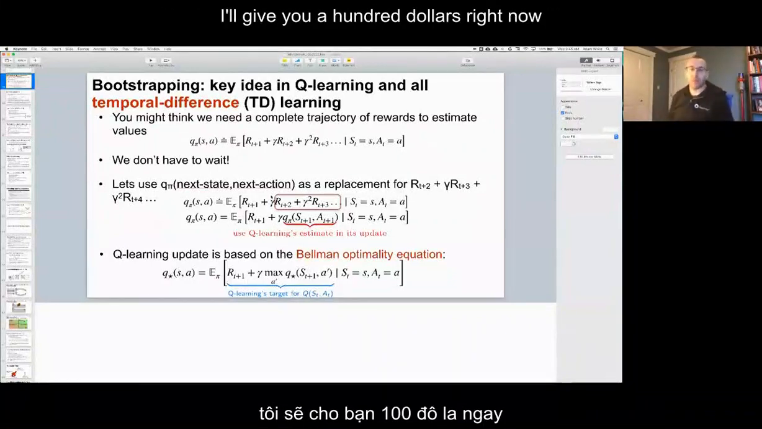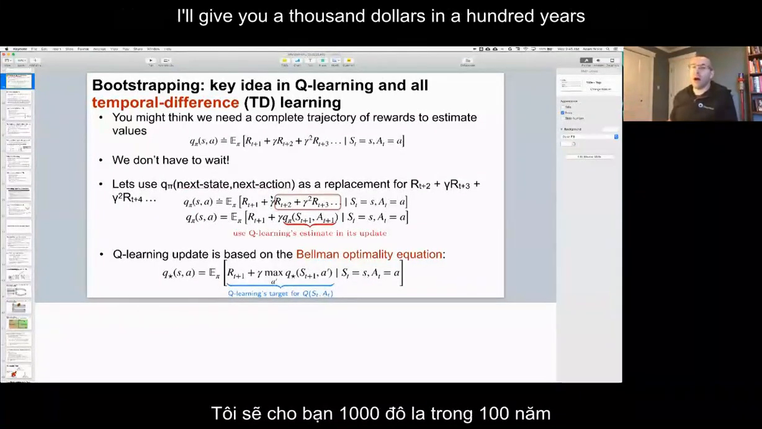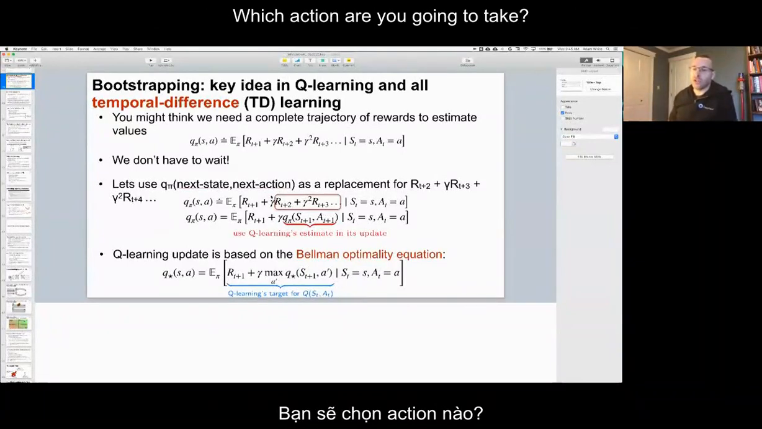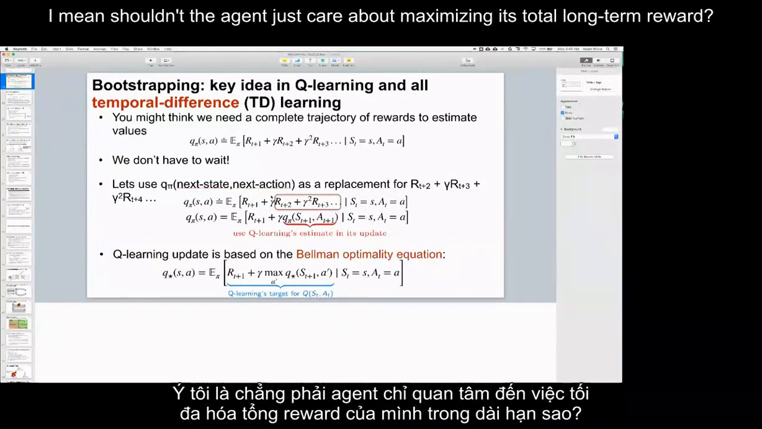Okay, so imagine I told you right now, if you pick up the glass, I'll give you $100 right now. I'll wire transfer it to you. If you do some other thing that maybe is more work for you, I'll give you $1,000 in 100 years. Which action are you going to take? So should that make a difference for the agent? I mean, shouldn't the agent just care about maximizing its total long-term reward?